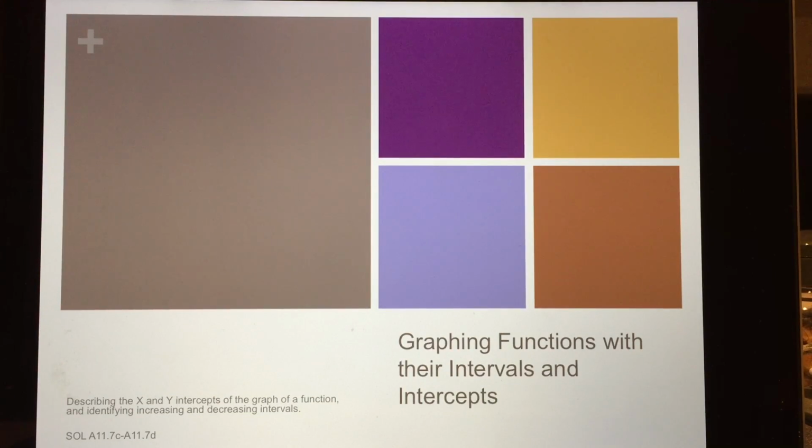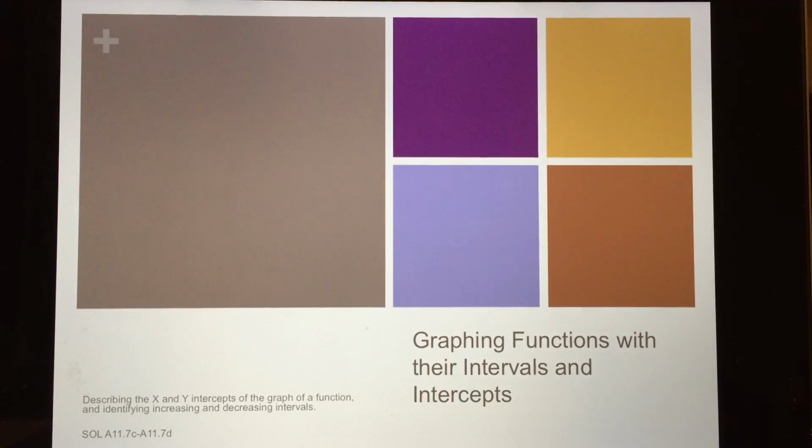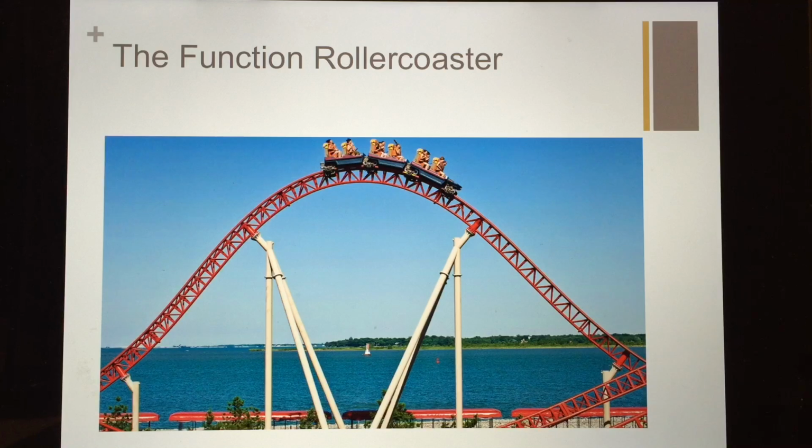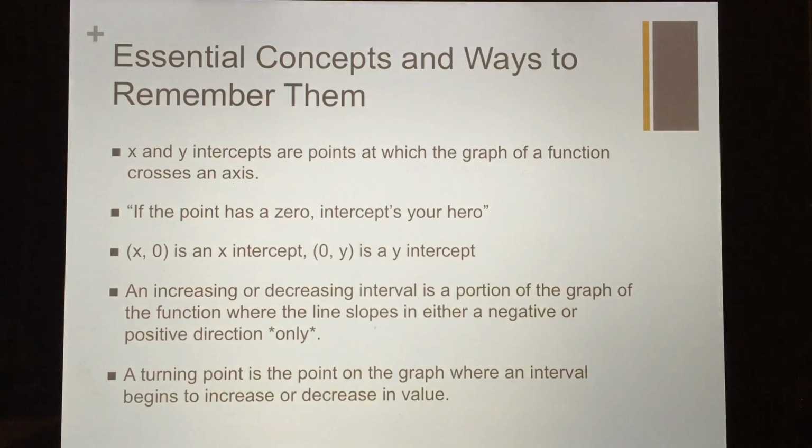I'll be doing graphing functions and their intervals with intercepts. It's describing the x and y intercepts of the graph of a function and identifying increasing and decreasing intervals. It'll be SOL A11.7. Now, I always like to think of functions as a roller coaster because just like a roller coaster, they'll be moving up and down on a graph and crossing over itself at various points, like at the axis or the ground in a roller coaster.